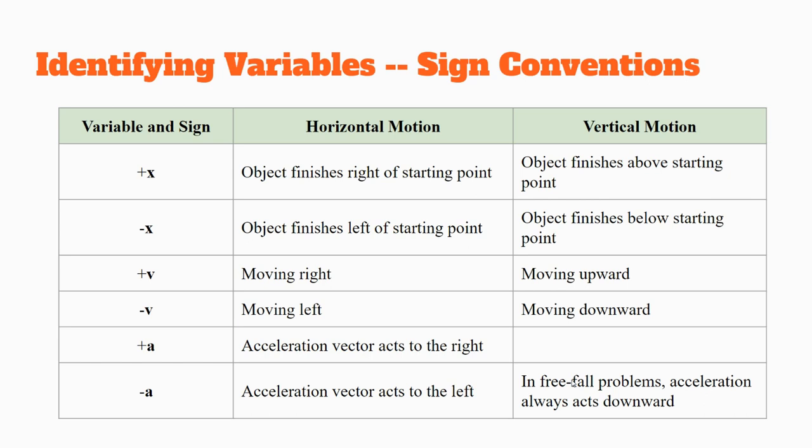When it's plus v, it moves right, or moving upward. Negative v is moving left, or moving downward. Plus a means the acceleration vector points to the right. However, we usually don't use plus a in vertical motion. Negative a means the acceleration vector points to the left, and in free fall, the acceleration always points downward and is mostly equal to g, which is negative 10 meters per second squared.